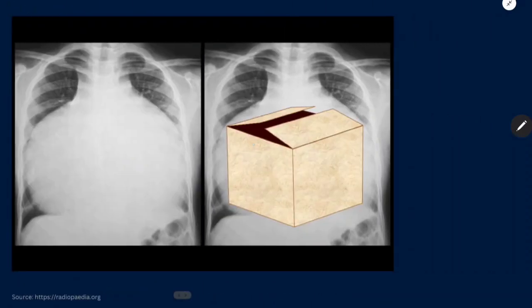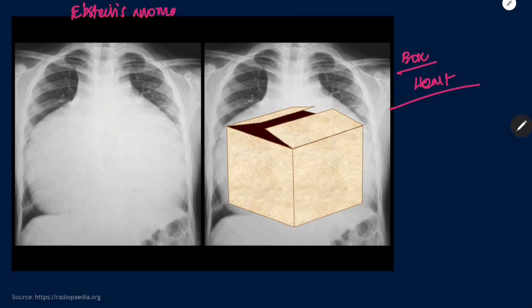So next, box shaped heart. This box shaped heart is a classical feature which is seen in Ebstein's anomaly. So what is this Ebstein's anomaly? Ebstein's anomaly is nothing but atrialization of the right ventricle. So why is atrialization of the right ventricle happening over here?